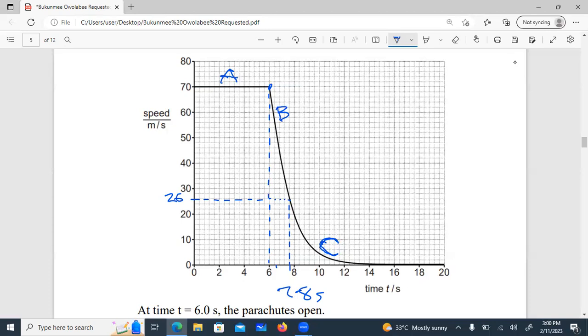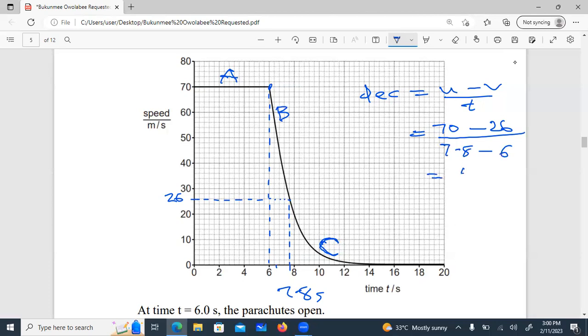Deceleration equals u minus v divided by t. In this case, our u is the initial velocity, which is 70. Our v is the final velocity after deceleration, which is 26, divided by our time, which is the time frame from 6 to 7.8. That gives us 7.8 minus 6. That will be the time frame, 7.8 minus 6.